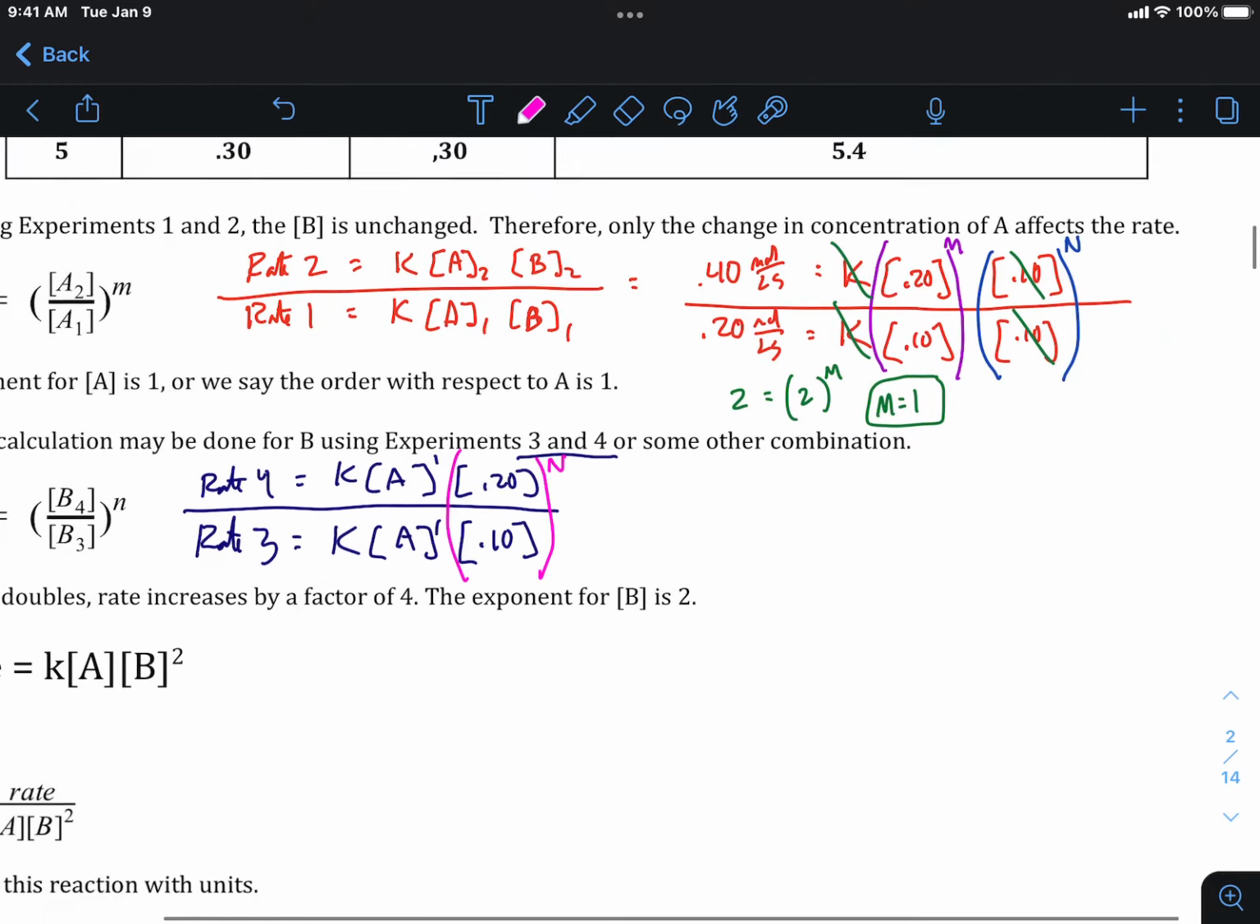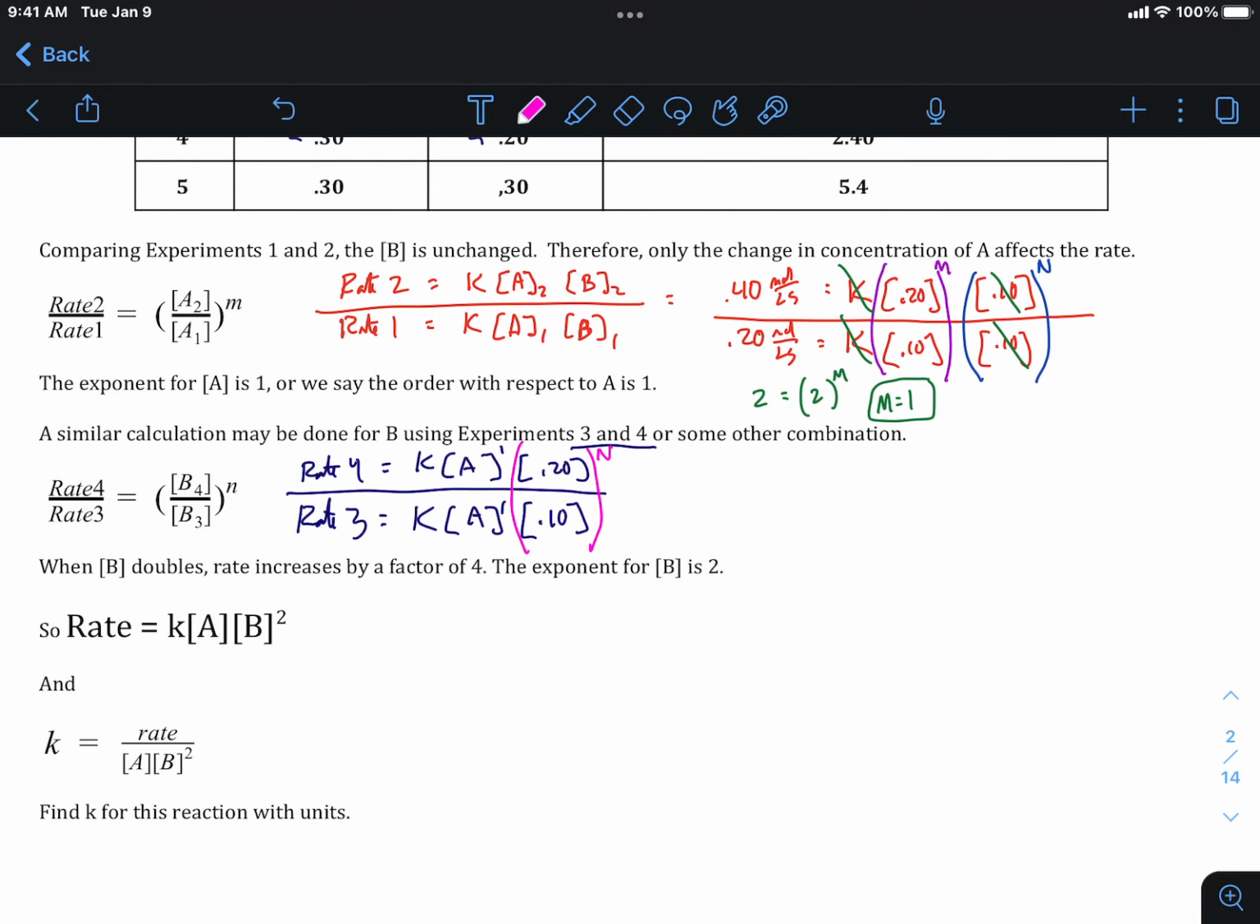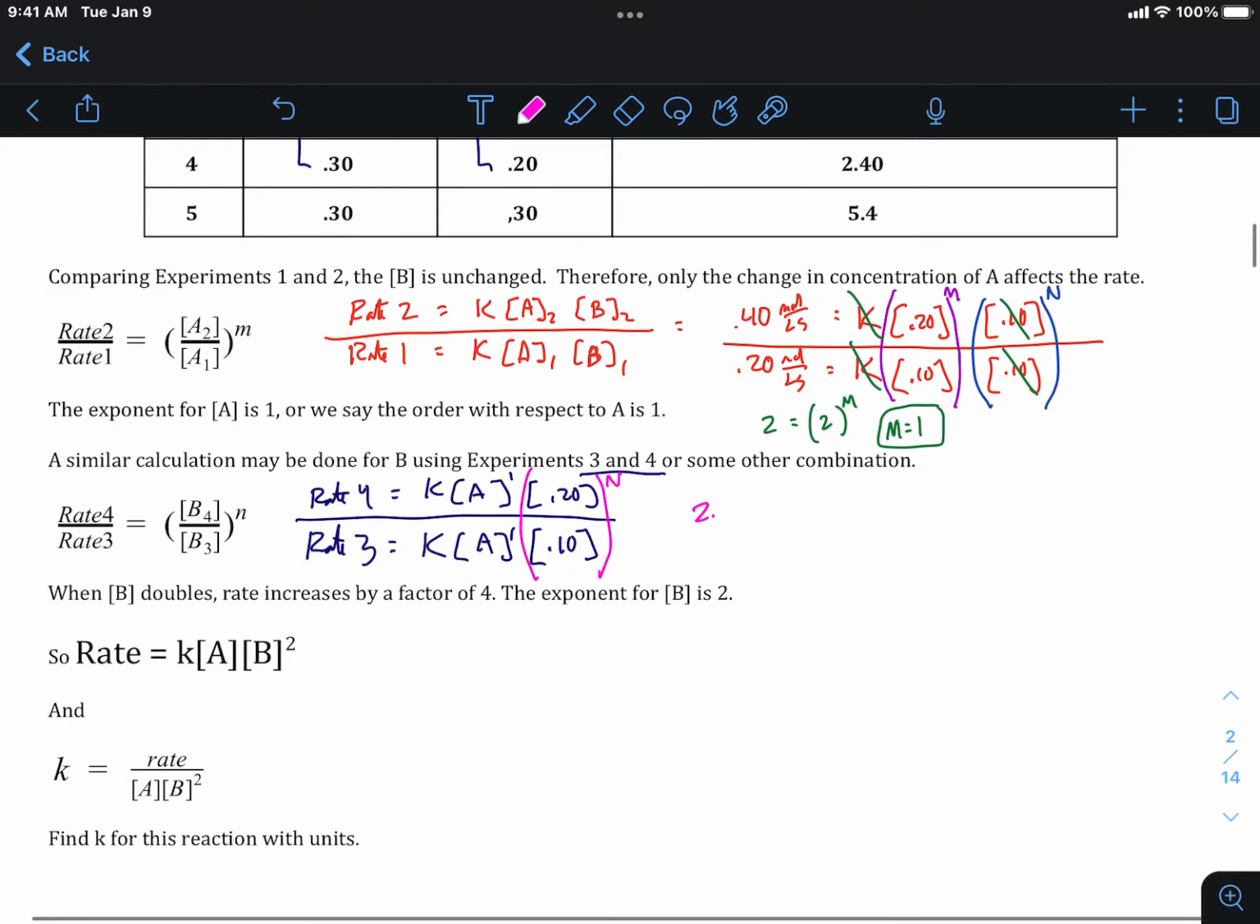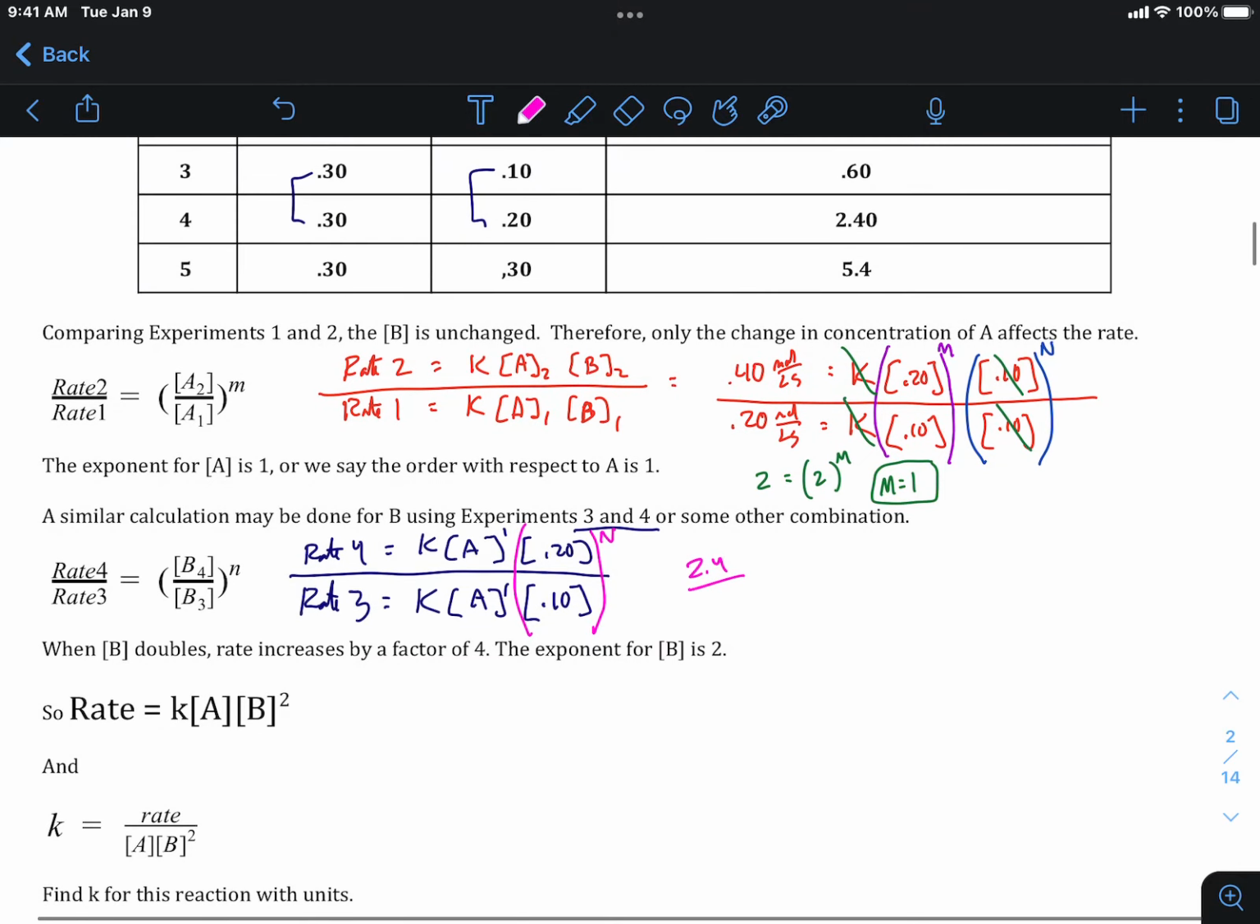Okay. So I set up my rate law ratio. And so what do I have? I have 2.4 over 0.6 is equal to, and K drops out, and A drops out, 2 raised to the N. So in other words, 4 is equal to 2 to the N. N is 2.